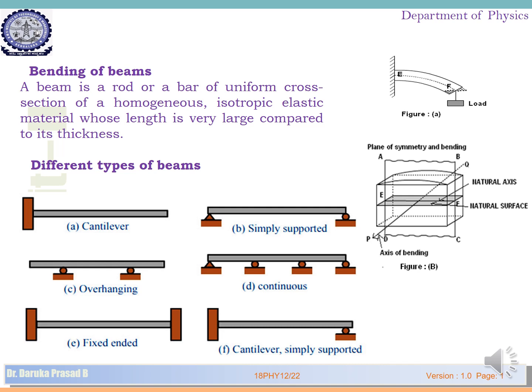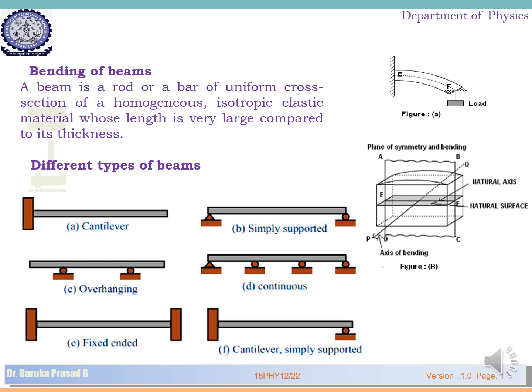When you subject the beam to a load, say for example in figure A, E to F is called a neutral axis. That axis is not going to change its length or its dimension under the load, but the section above it expands because of the external force, and below this EF it contracts. We will see that in the next slide.